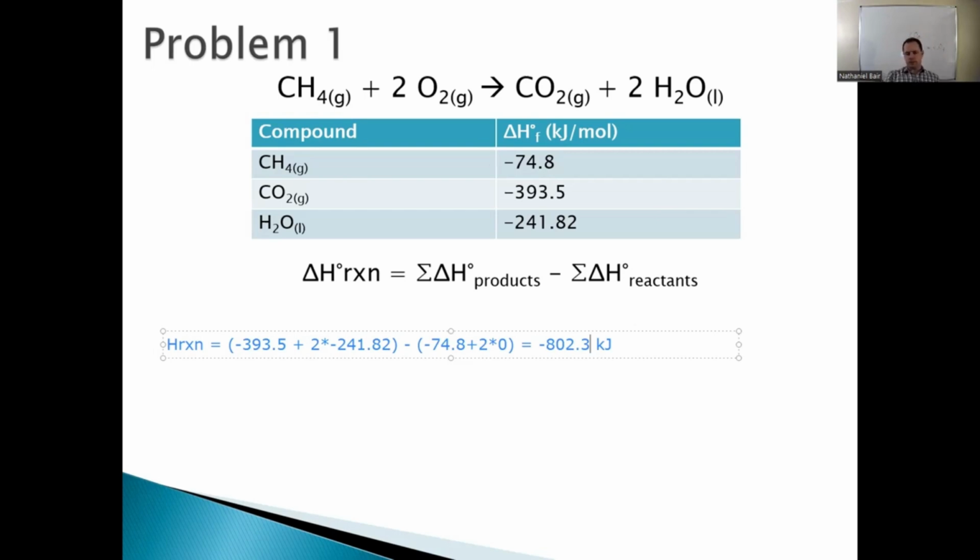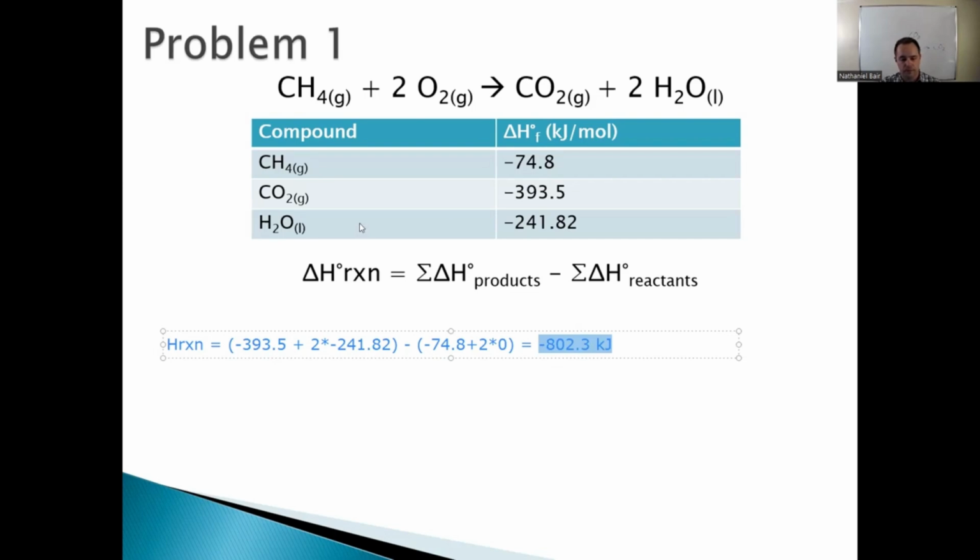Let's talk about this. That should make sense. Why should it make sense? We got a negative answer. This is a combustion reaction. I don't know about you, but last time I lit something on fire, it got hot. It gave off heat to the surroundings. And yeah, so if you wanted to take a mole of methane, react with 2 moles of oxygen, and make a mole of carbon dioxide and 2 moles of water, that would release 802.3 kilojoules of energy. Love it.